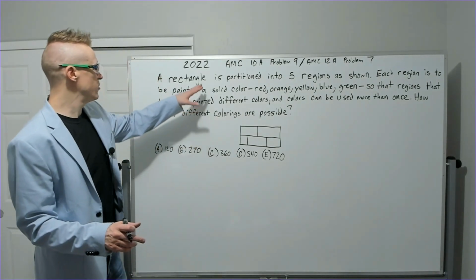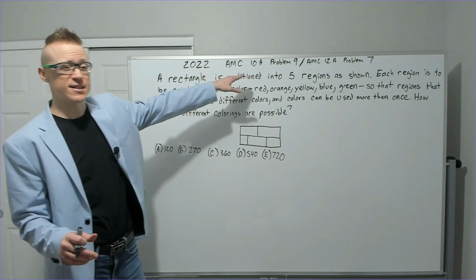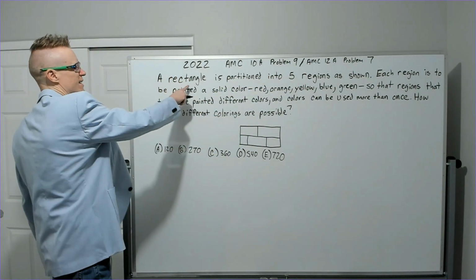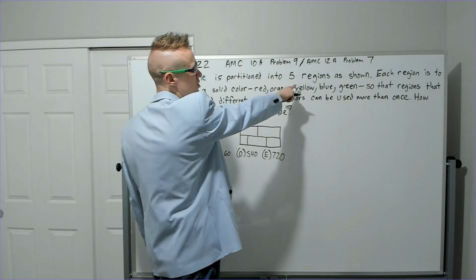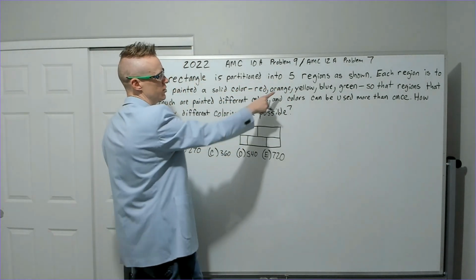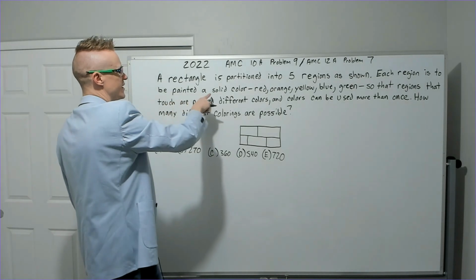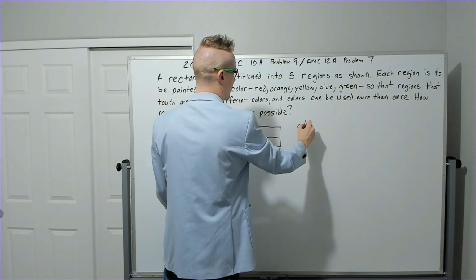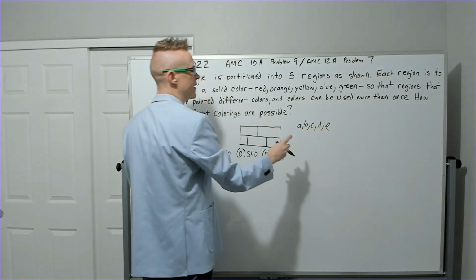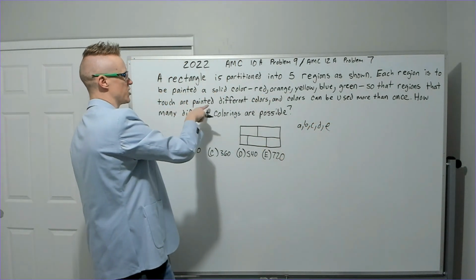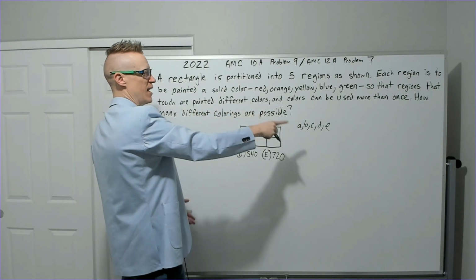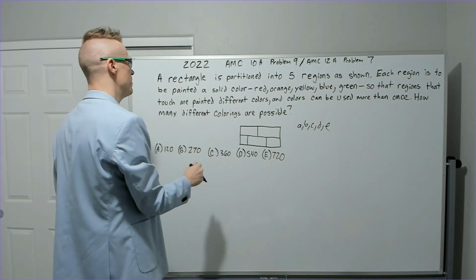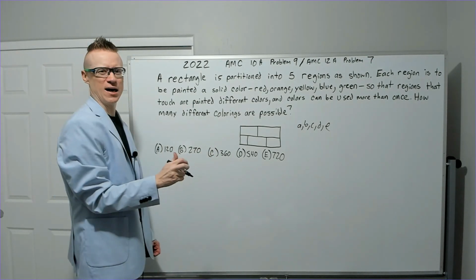Okay, so continuing now, we have the 2022 AMC 10A Problem 9. It's also the 12A Problem 7. A rectangle is partitioned into 5 regions as shown. Each region is to be painted a solid color: red, orange, yellow, blue, or green, henceforth known as A, B, C, D, and E, so that regions that touch are painted different colors, and colors can be used more than once. How many different colorings are possible?